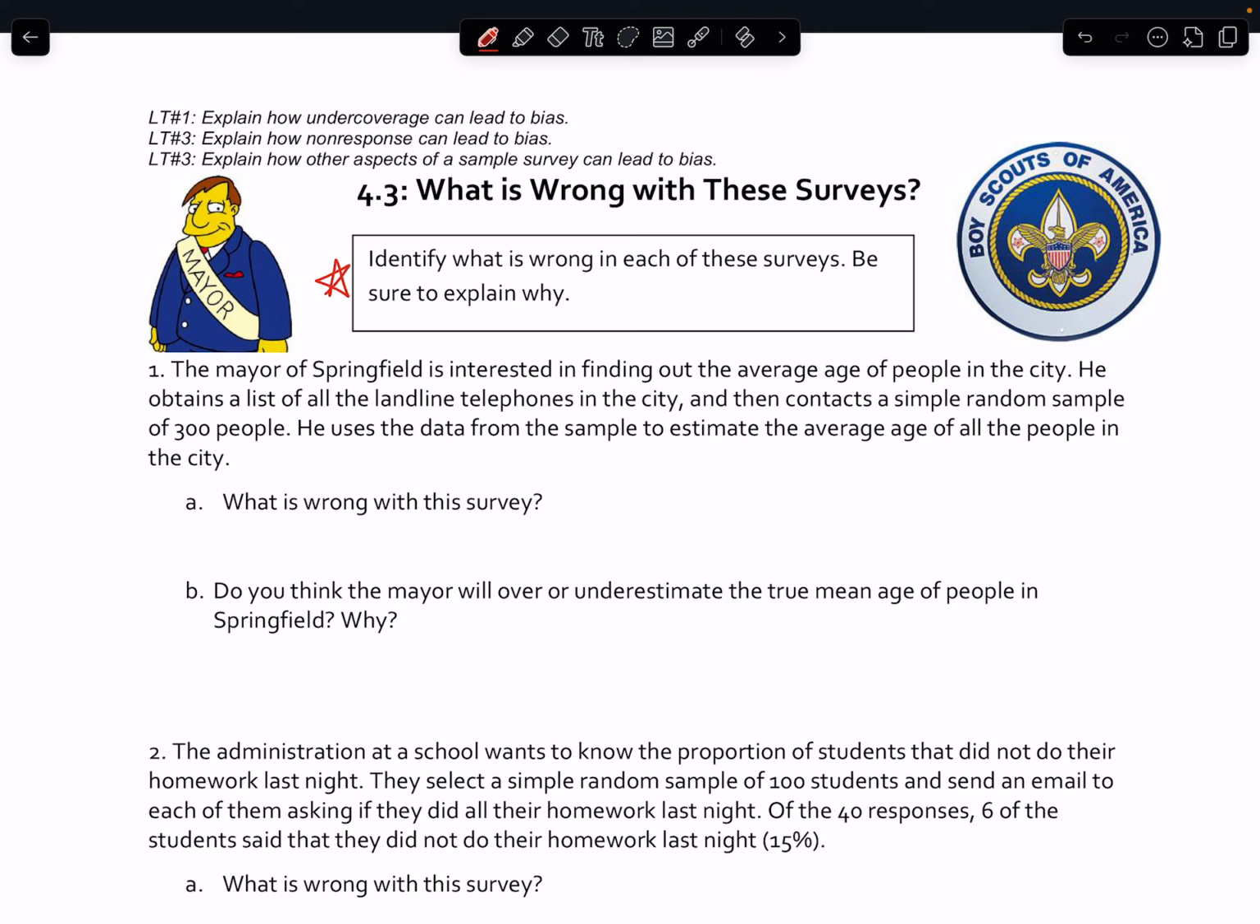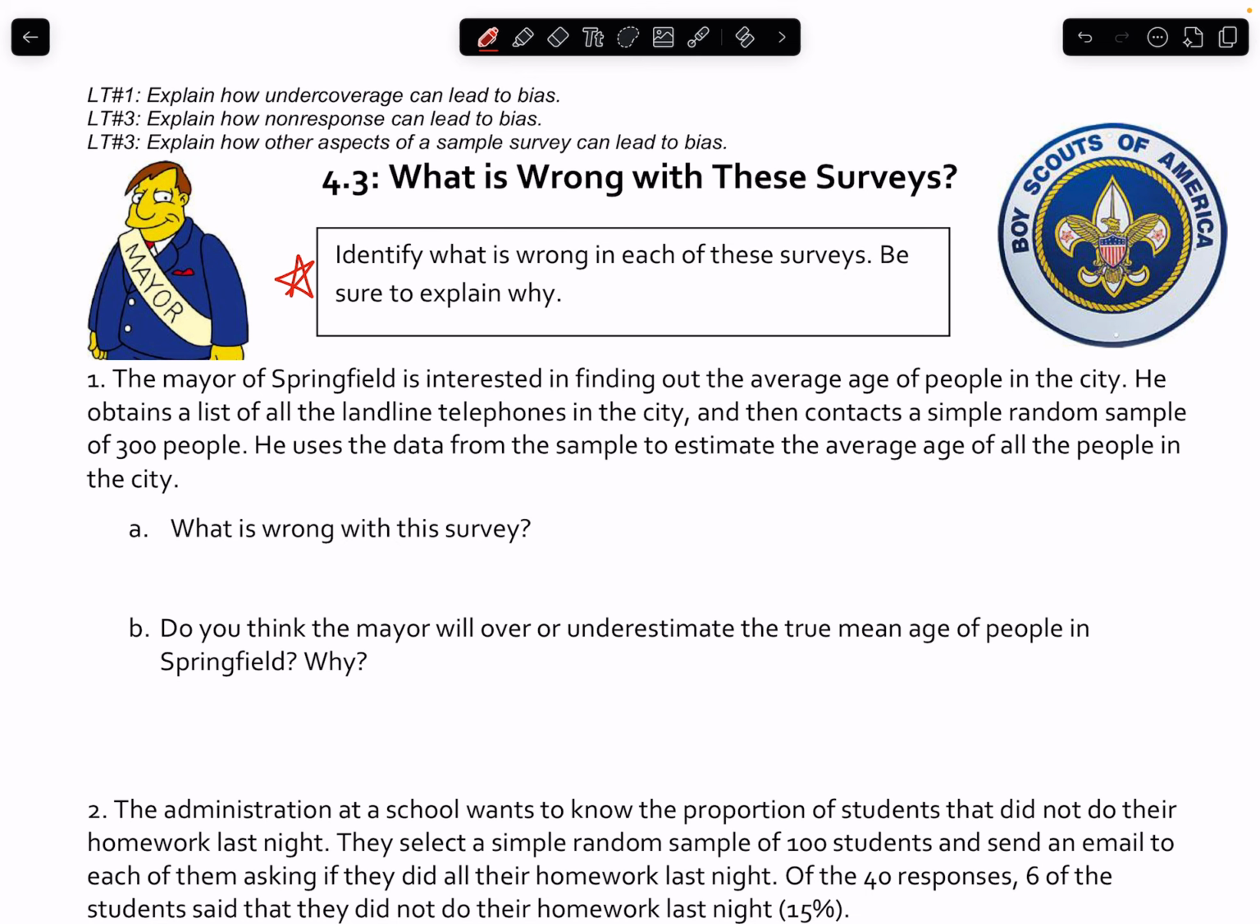So question one, the mayor of Springfield, if you don't know, it's referencing The Simpsons, but the mayor of Springfield is interested in finding out the average age of people in the city. He obtains a list of all the landline telephones in the city and then contacts a simple random sample of 300 people. He uses the data from the sample to estimate the average age of all the people in the city. So what is wrong with this survey? Well, really, the big key here is the fact that he's using landline telephones.